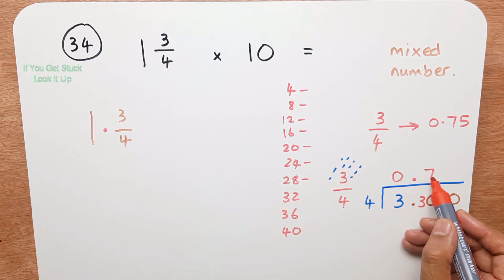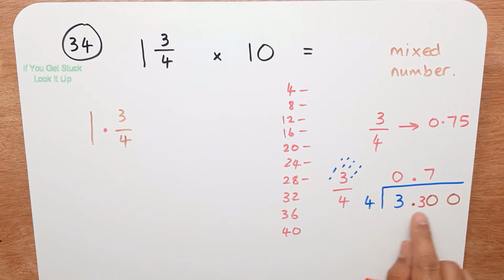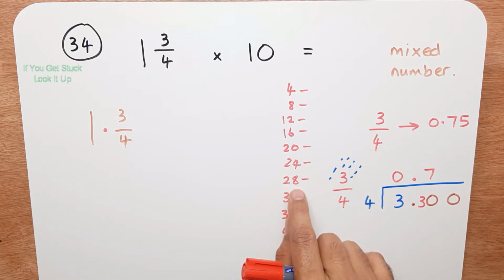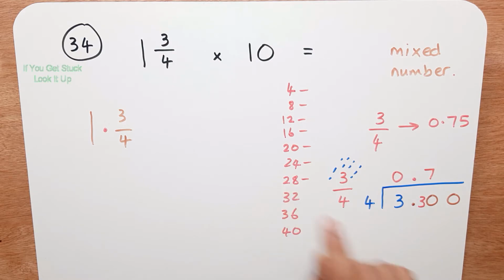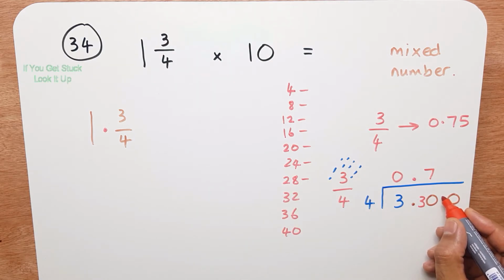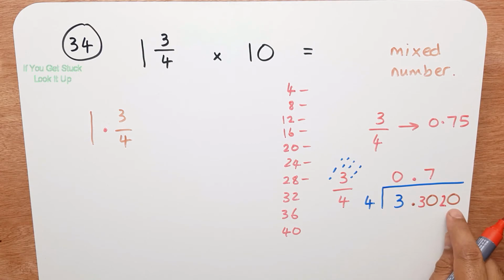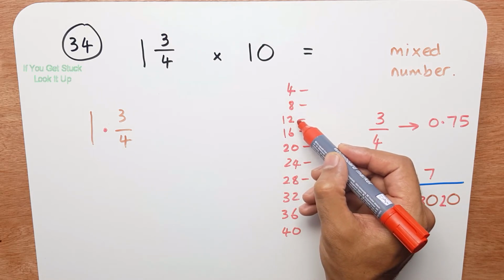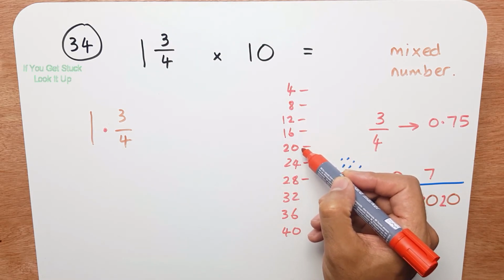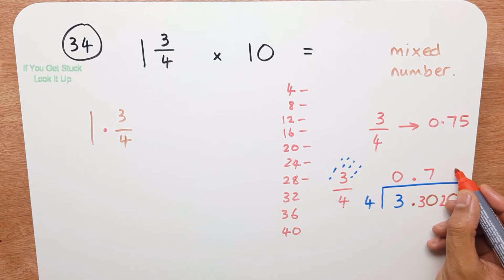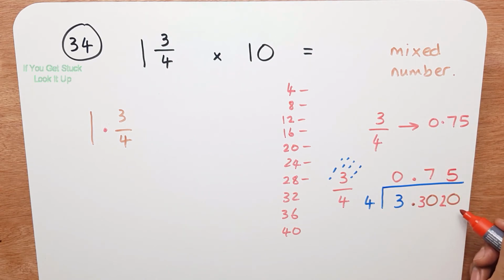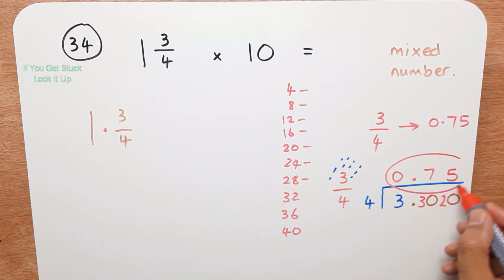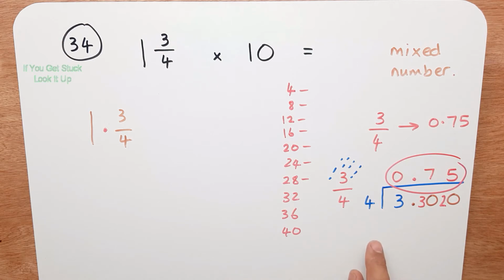The 7 goes there. So out of 30, I've used 28. How many are left over? What's the remainder? 2. So I carry the 2 over to the next column. Now, how many 4s are there in 20? 1, 2, 3, 4, 5. So I put the 5 there. There's no more remainders, so we stop here.